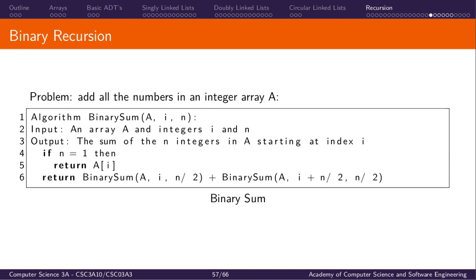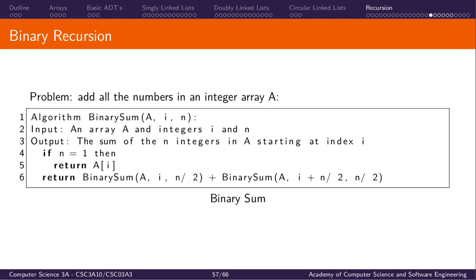So here we can solve the same problem we had before of counting up the numbers in an array over a certain interval. But now instead of simply doing a recursive call and adding that smaller sum to the last element, we could cut the array in half, divide our problem into two halves, and call binary sum on each of those halves.